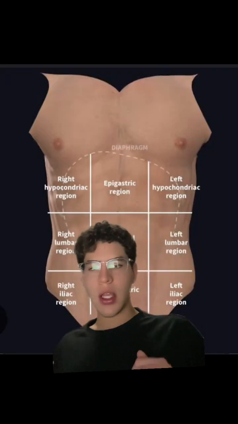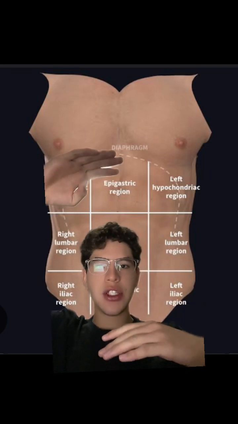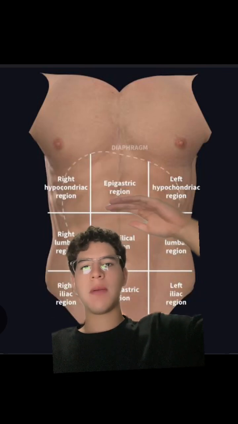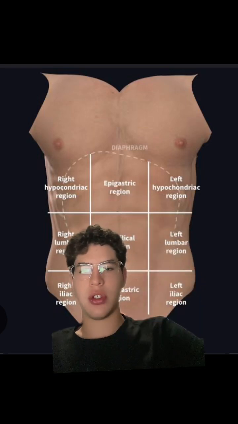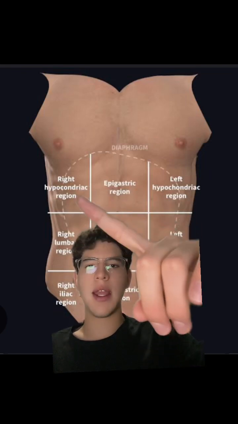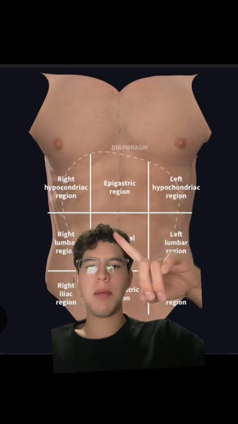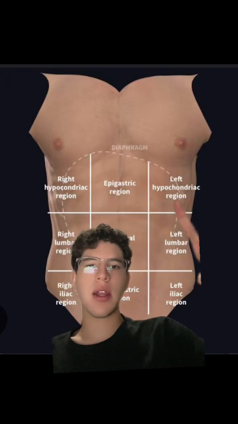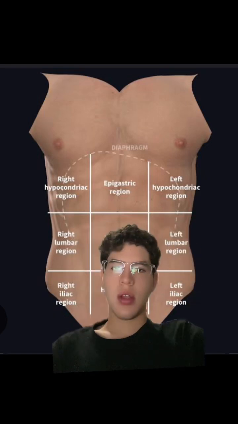Now I'm going to talk about the abdominopelvic cavity. That is a large cavity that is located below the diaphragm, and it's composed of the abdominal and the pelvic regions. The right hypochondriac region contains the liver and the gallbladder. The epigastric region contains part of the liver and the pancreas. The left hypochondriac region contains a part of the stomach and spleen.